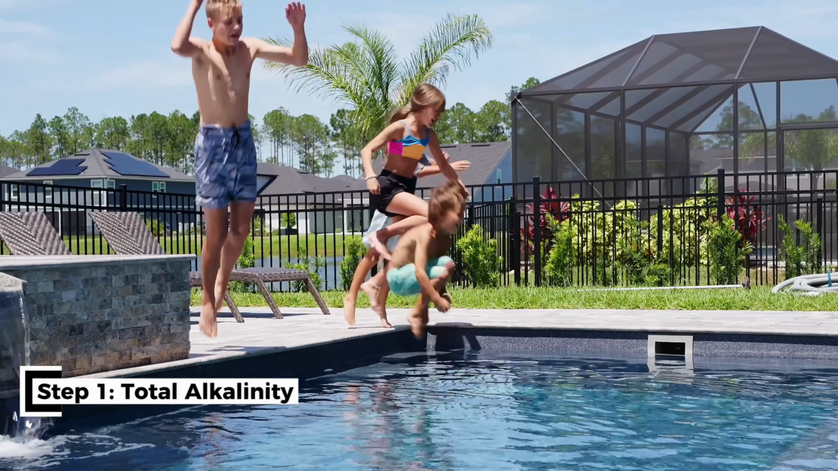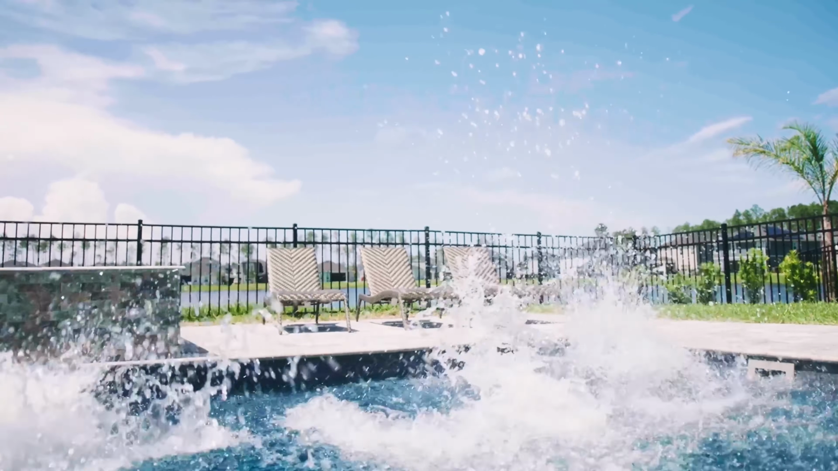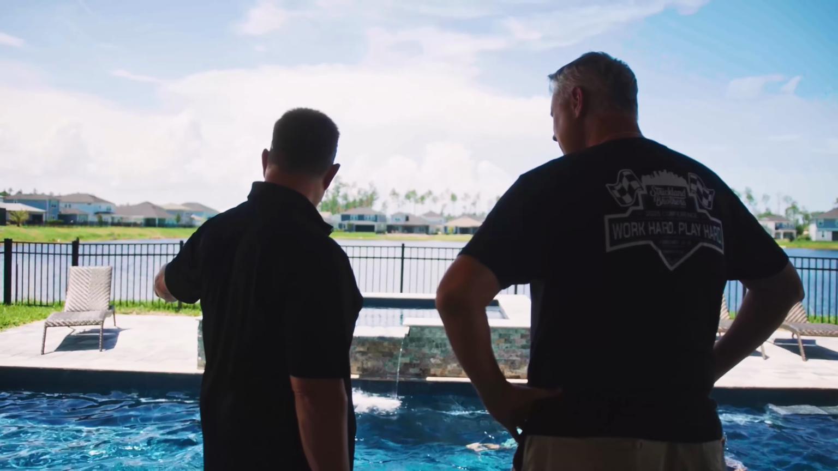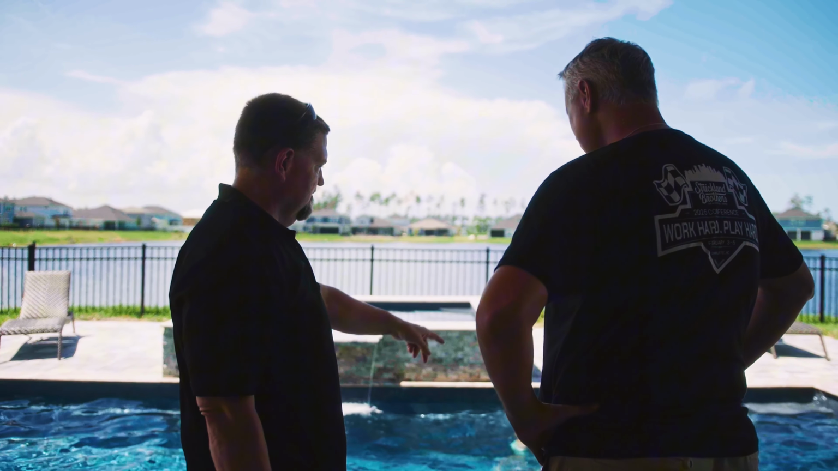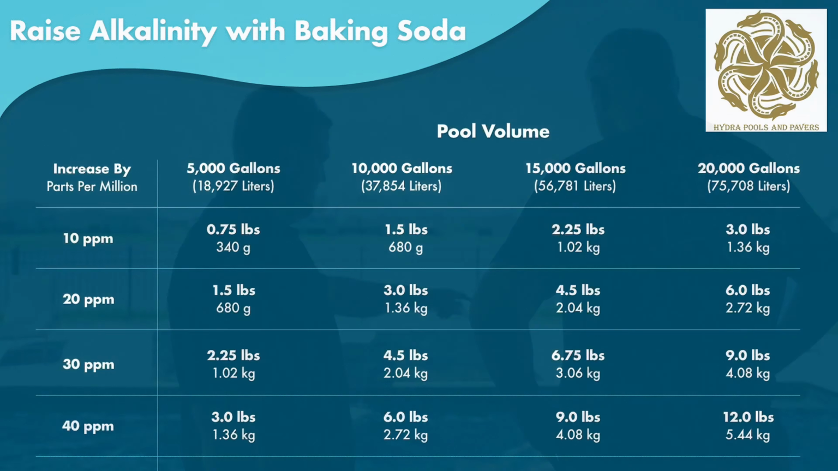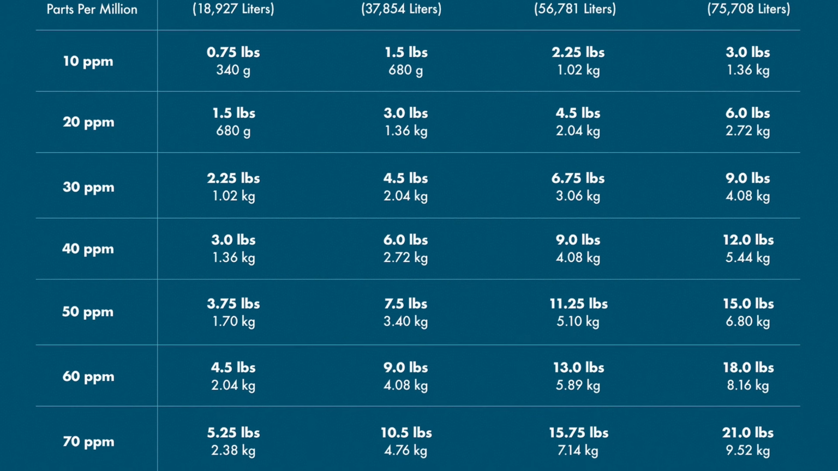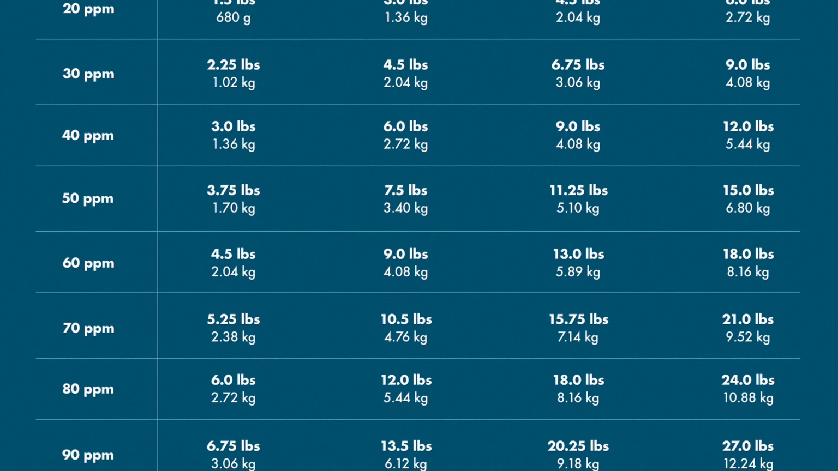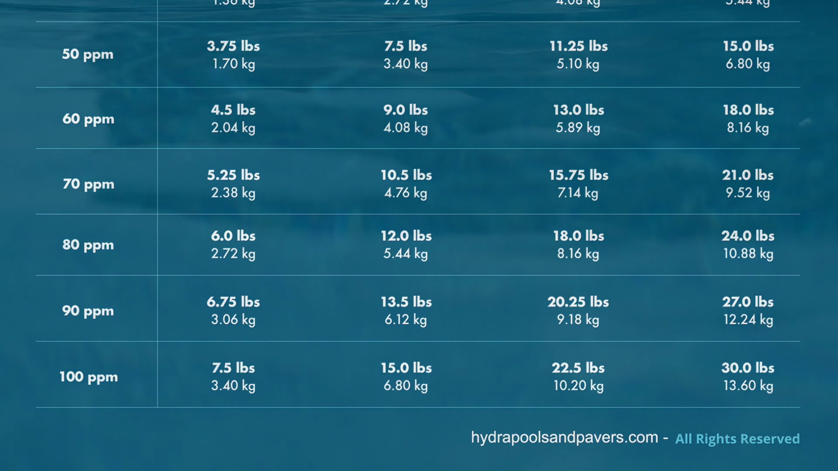Step 1, total alkalinity. Total alkalinity is the measure of the water's ability to resist change in the pH. You want to ensure that you test it at least every 7 days or once per week. The proper range for alkalinity is 80 to 120 parts per million. The alkalinity is the buffer to your pH. The more that the alkalinity is within range, the less your pH is going to fluctuate. There are many factors that adjust the pH in a pool's water, so you want to make sure that the alkalinity stays within the 80 to 120 parts per million.